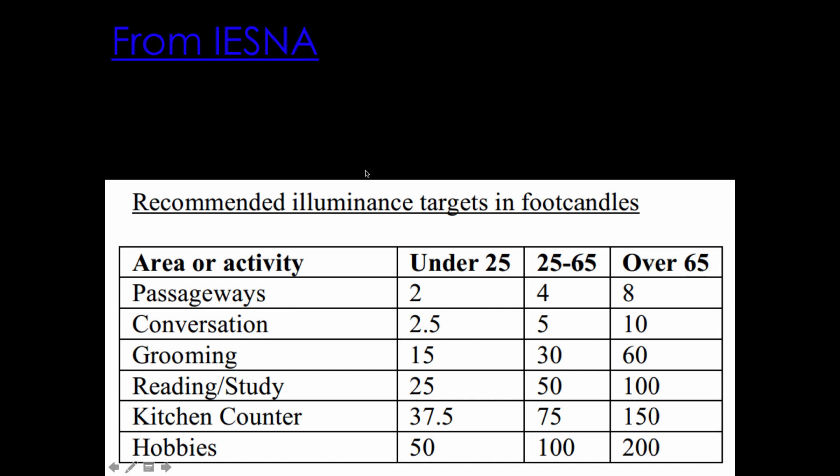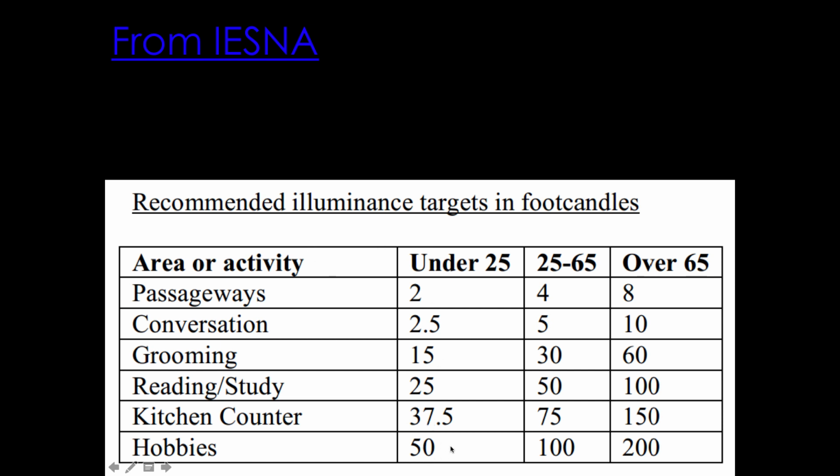IESNA is the Illuminating Engineering Society of North America, and they publish recommended light levels for different conditions. This is probably pretty intuitive. Passageways tend to have a lower recommended light level. A space where you need to read is going to have about 25 foot candles, so 10 times as much or more than a passageway. Hobbies, which is kind of a weird way to describe it, but basically when you're making models and stuff, are going to be even higher. And if you assemble machine parts in your house or do circuit board work, you're going to need even more than that.